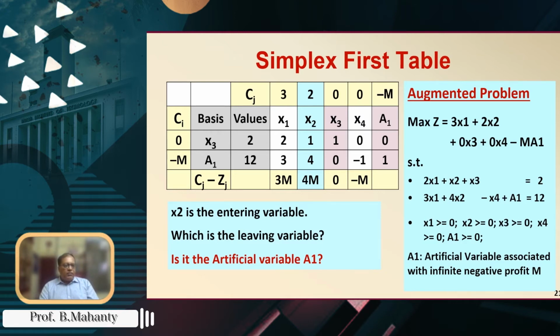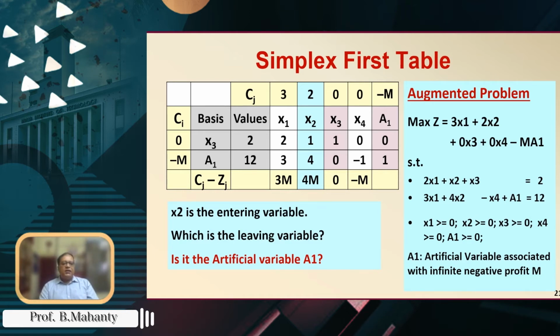Alright, so 4M is the highest, it's a maximization problem. So therefore x2 would be the entering variable. Which one should be the leaving variable? Look here, x3 is 2 minus 1, a1 is 12 by 4, so 3. So we naturally expect that initially that artificial variable must leave.